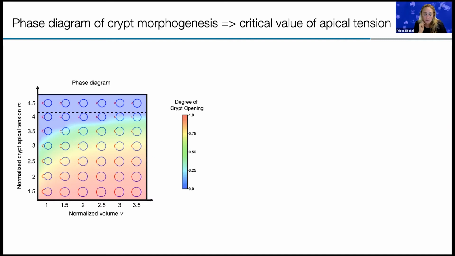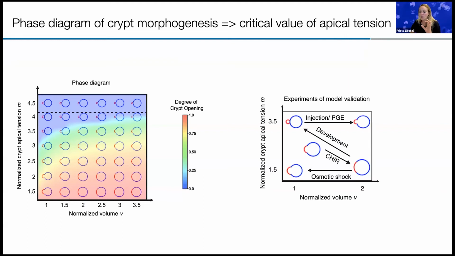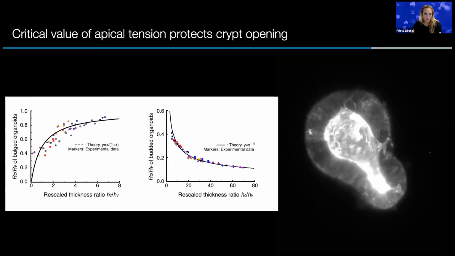What this model also predicts is that there is a critical value of apical tension at which the organoid is not able to open the crypt again. This is the dashed line. When you go to that level of apical tension, you're not able to open the crypt. And this is also seen in different diseases, for example infection of the intestine. You can have very strong pressure in the intestine, but the crypt doesn't open up, so it's probably above this value. We were able to then use different experimental models, and I will just show you one. We go above this critical value of apical tension, and then we inflate the organoid.